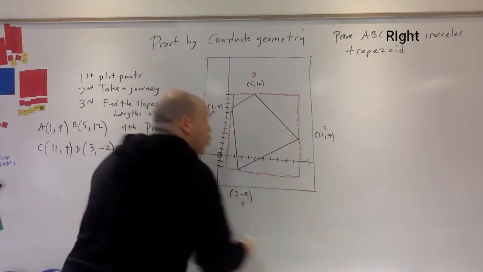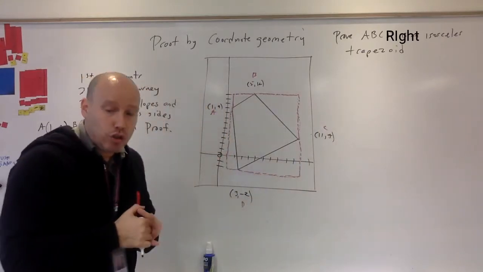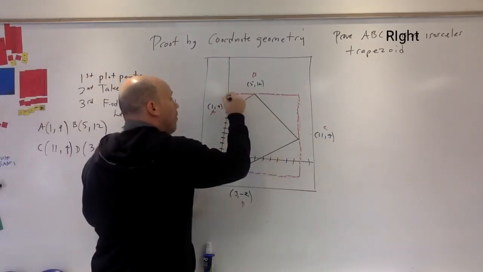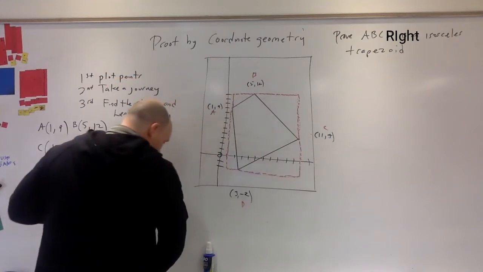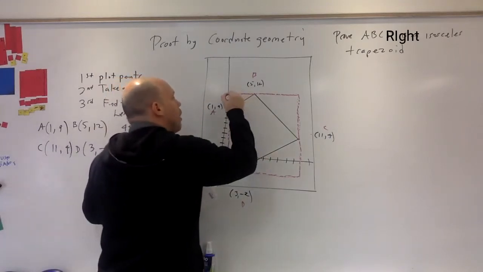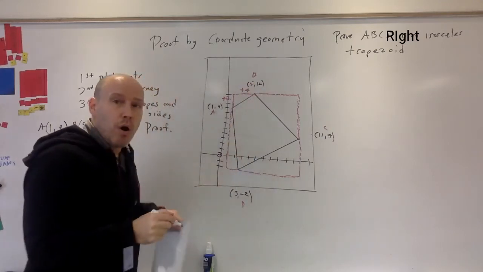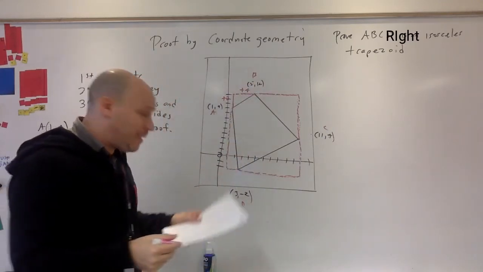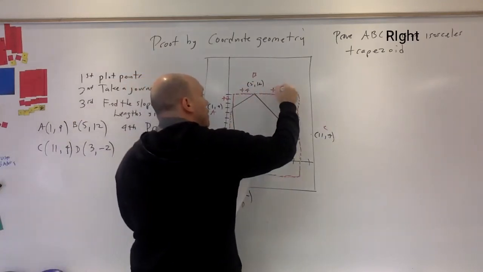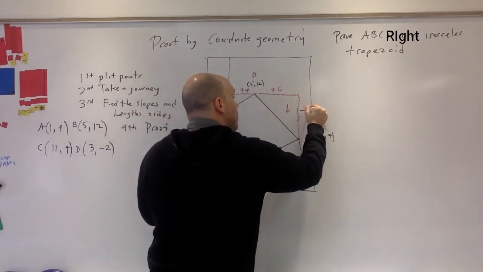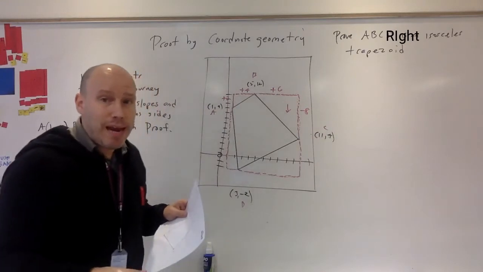So what's the journey? Well, let's start our journey. To go from A to B, I have to go up 3 and to the right 4. Okay, what's my journey from B to C? Well, I have to go plus 6 and down. So down in geometry is -8.